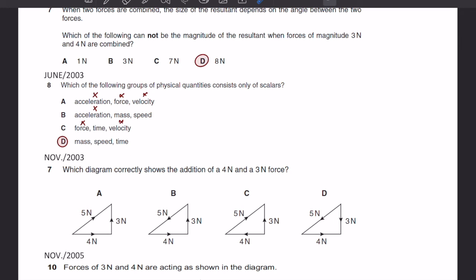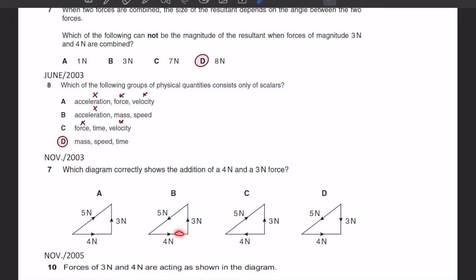Then it says, which diagram correctly shows the addition of a 4 Newton and a 3 Newton force? So we're talking about addition. 4 Newton and 3 Newton must be connected in such a way that one head connects with the other tail. If you see, 4 Newton's head in option A is connected with 3 Newton's tail, that's fine with me.